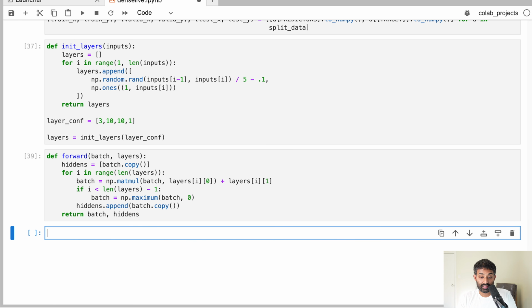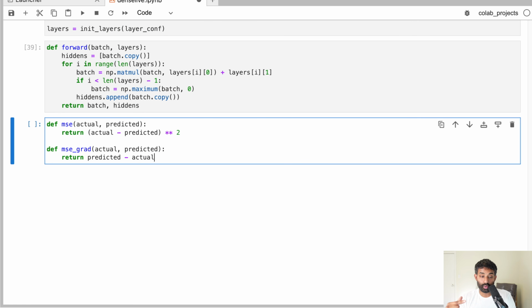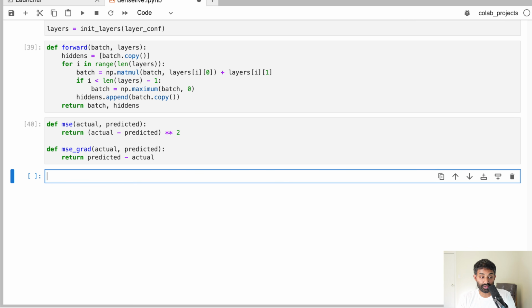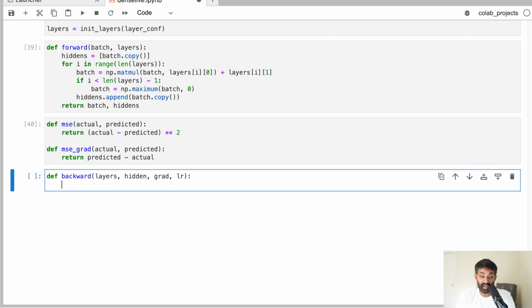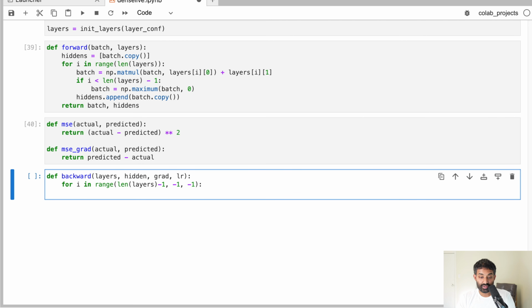Then we can pull down the loss functions. So after we do our forward pass, we'll want to actually calculate the loss with respect to our model output. So we'll go ahead and pull those 2 functions down. And then we need to write our backward function, which will take in our parameters, the hiddens from the forward pass, our gradient, and our learning rate. And this time we're going to loop through our layers backwards. The backwards pass, right? So this will go through from the last layer to the first layer.